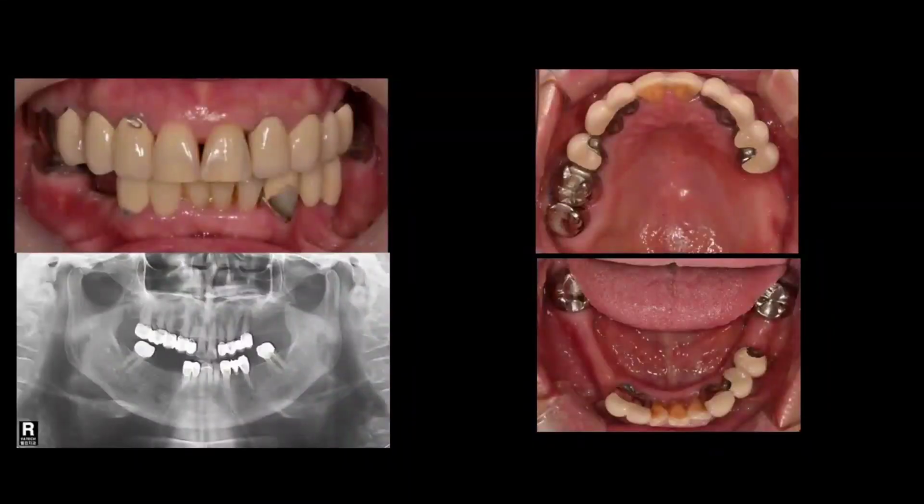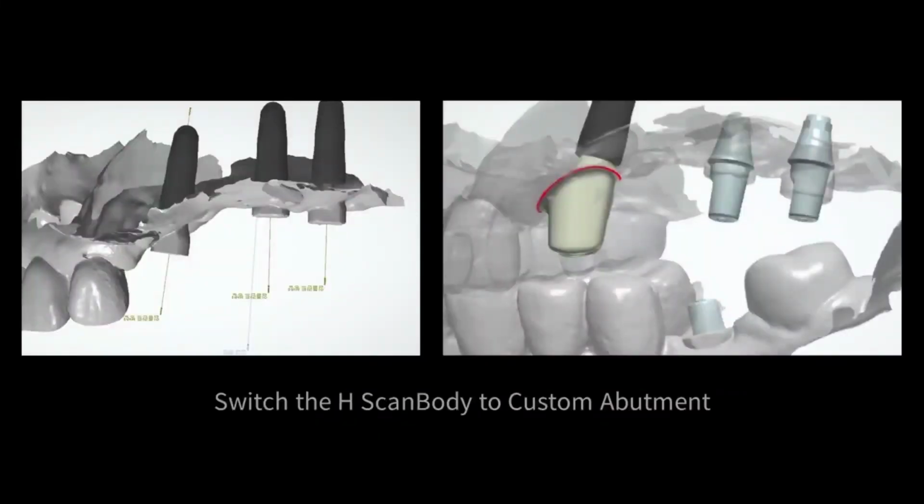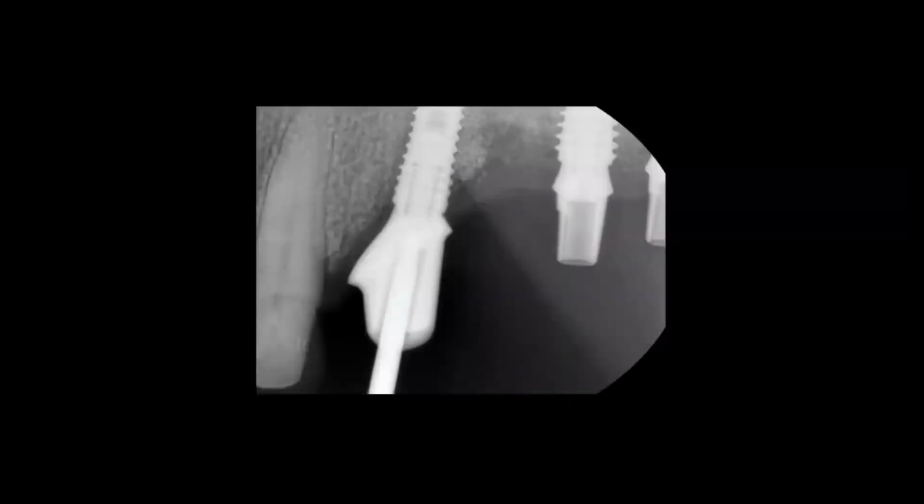And with this patient, we did some bone augmentation using two-stage surgery and rotational graft on the number 4 tooth. We used 3 H scan bodies to take the scan, and the tooth number 4 on the front was planned to get a custom abutment due to the insufficient alignment of the number 4 path. Just by doing the scan, we can use any abutment, a custom abutment or a stock abutment, such as used in the posterior. And this is the radiograph.